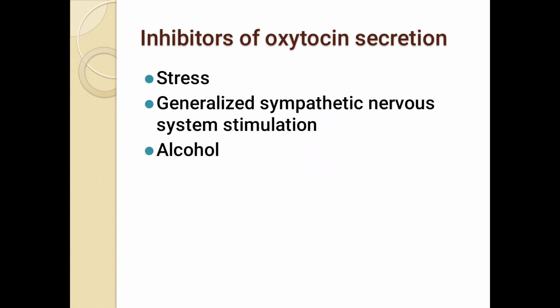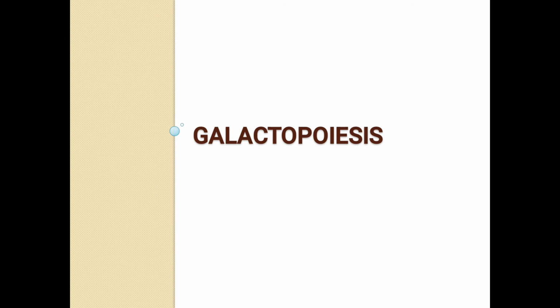So inhibitors of oxytocin secretion are mainly stress, sympathetic nervous stimulation and alcohol. So mothers are advised to feed their baby in a very calm and relaxing mood. Next we see about the galactopoiesis.